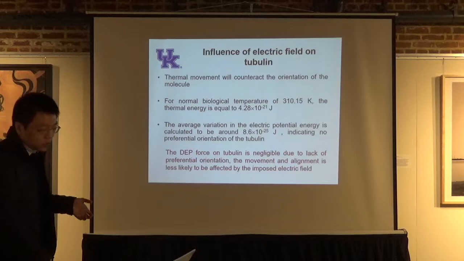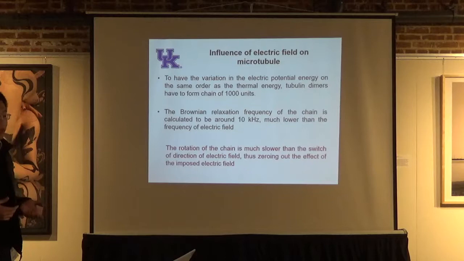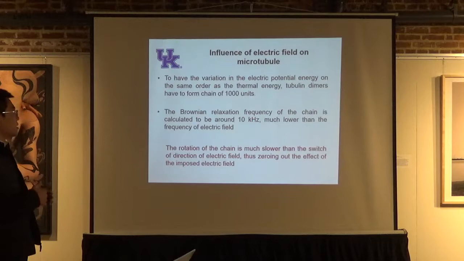In order for the electric field to show its effect, the electric potential energy has to be on the same order as the thermal energy. So what about these tubulin dimers when they form a long chain, say with 1,000 units, that's a microtubule, which gives around the same energy variation as the thermal energy. But then you calculate the Brownian relaxation frequency of this chain, and it's only about 10 kilohertz, while the frequency of the applied electric field is 200 kilohertz. What does this say? This says the rotation of the chain is too slow. The switching of the direction of the electric field is too fast, so the effect of the imposed electric field is zeroed out.